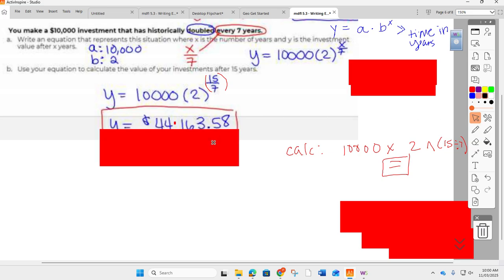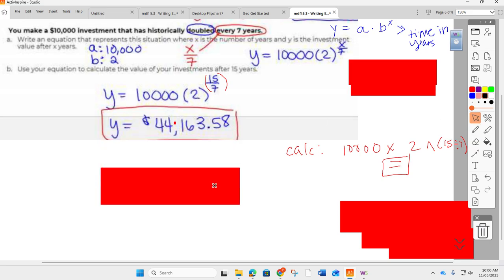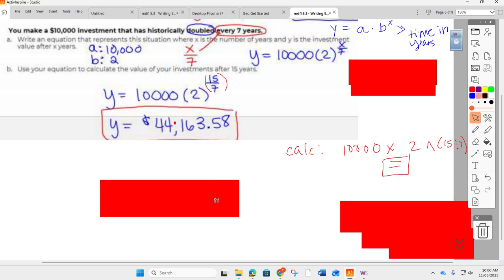Let's try it again. I have $44,163, rounded to the decimal place. Cleared out 3 times. Let's try it again. I put 18 over 2. Okay, that'll do it.